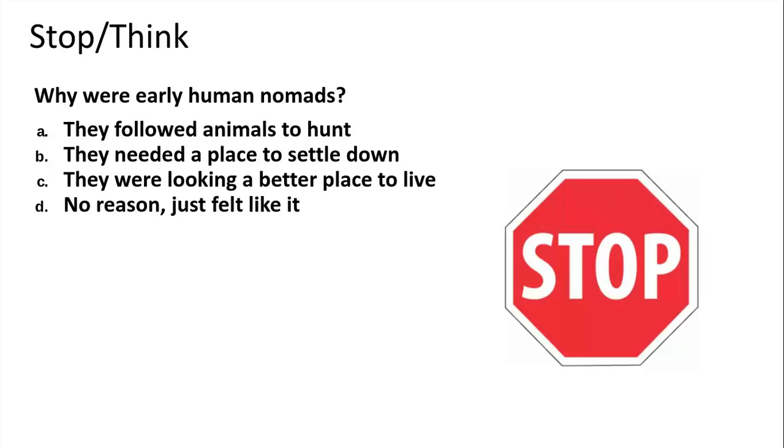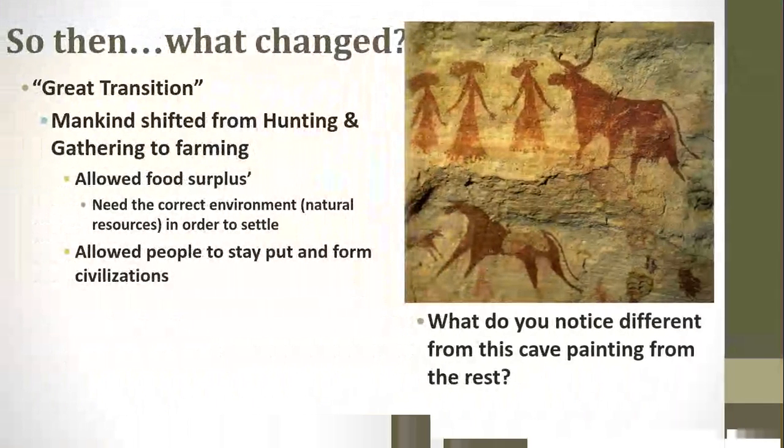So, second question, why were early humans nomads? And so, what changed? There's something called the Great Transition. And this is when mankind is going to shift from hunting and gathering, so going and finding food, to now you're going to notice that they're going to start to farm it.